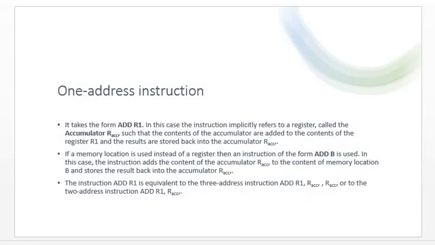So we looked at the 2 address instruction. Now let's look at the 1 address instruction. And it's interesting to note that between a 2 address instruction and a 1 address instruction, you can also have a 1.5 address instruction. So in a 1.5 address instruction, the contents of register 1 are added to the contents of location B. And the result is stored in register 1.